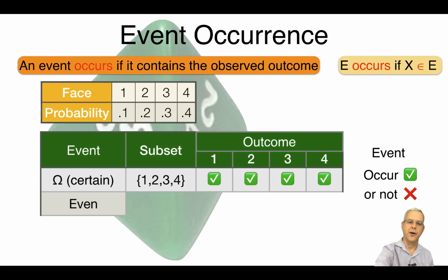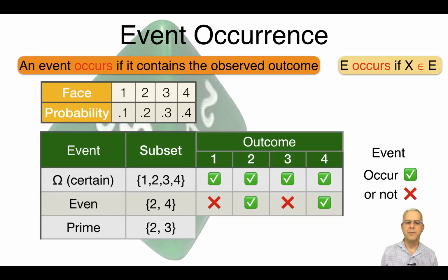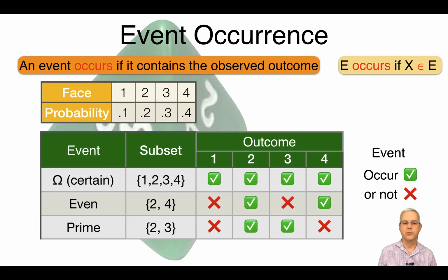Let's look at the even event, 2 and 4. If the outcome is 1, then it's not in the set, so the even event did not occur. If the outcome is 2, it's in the set, so the even event occurred. If the outcome is 3, the even event did not occur. If the outcome is 4, the even event did occur because it's in the set. In other words, the even event occurs if we get 2 or 4. If we look at prime, the set is 2 and 3, and you can see that this event occurs if we get 2 or 3, and will not occur if we get 1 or 4.